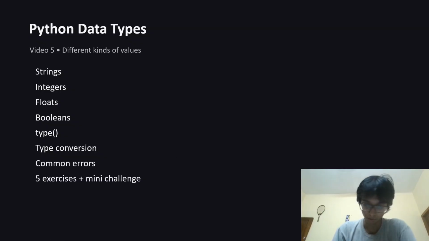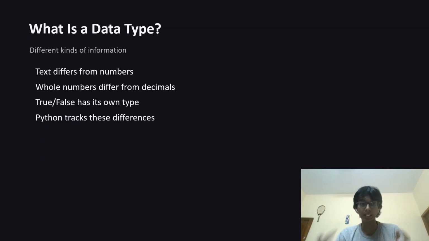So let's begin. First one is what is a data type. Data type, as I told you again, is the different kinds of information being stored in a computer. If every single type is stored in a single place, it's going to be trash. It's going to be very difficult for you to understand where everything is.